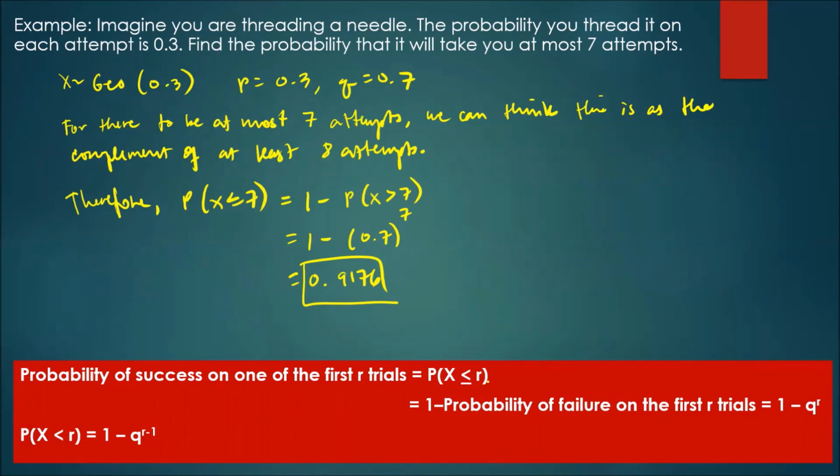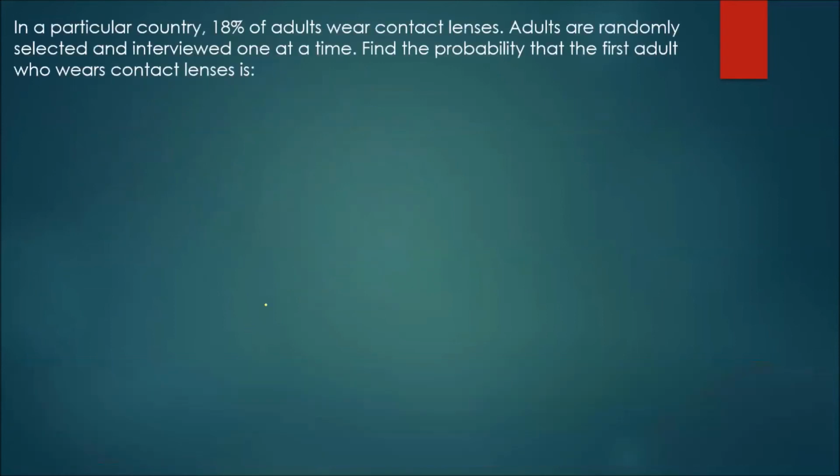Actually, you need to memorize this: the probability of X less than or equal to r is equal to 1 minus q raised to r. If there's no equal sign, that is equivalent to 1 minus q raised to r minus 1. So take note of this. Okay, let's have another example.